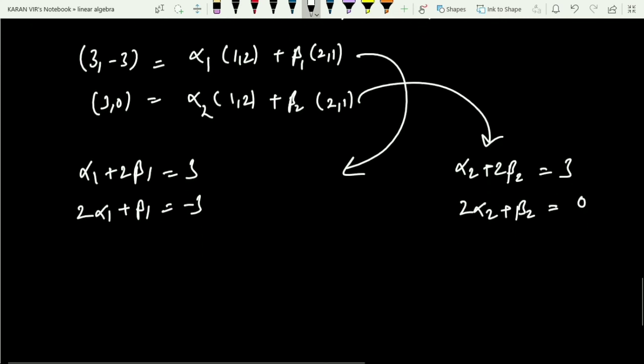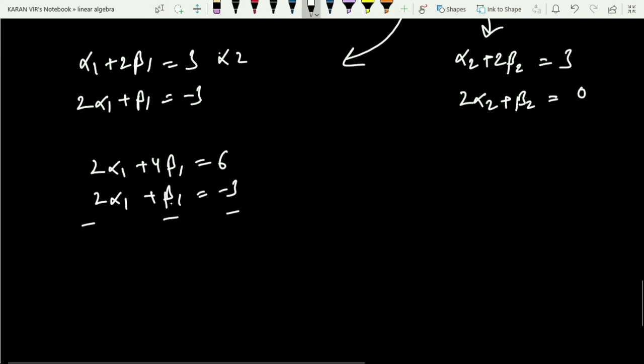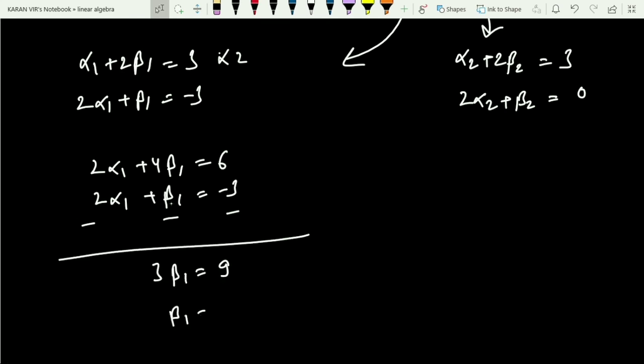Now we need to find the alpha i's and beta i's, right? So you can easily solve this. You can just multiply this by 2. So you'll get 2 alpha 1 plus 4 beta 1 is equal to 6, and 2 alpha 1 plus beta 1 is equal to minus 3. So just subtract these equations, and what you get is 3 beta 1 is equal to 9.